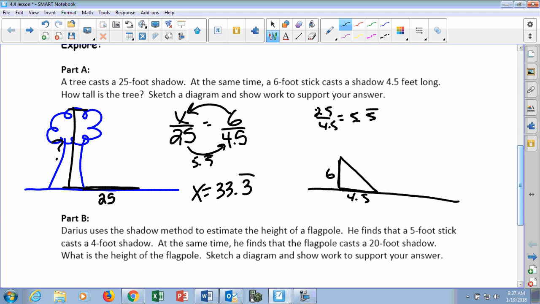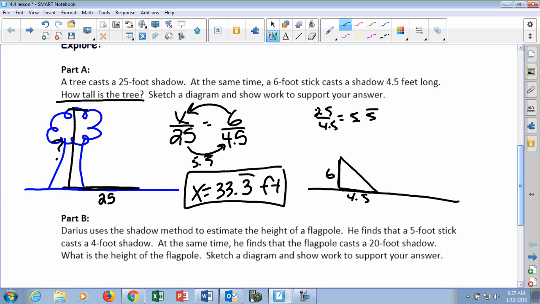33.3 repeating, and that should be in what unit of measurement? What unit of measurement are we talking about here? Feet. So what does this number represent? What question is it asking us? Anthony? Yes, because it asks us how tall is the tree, so the tree is 33.3 feet tall. 33 and a third feet tall.